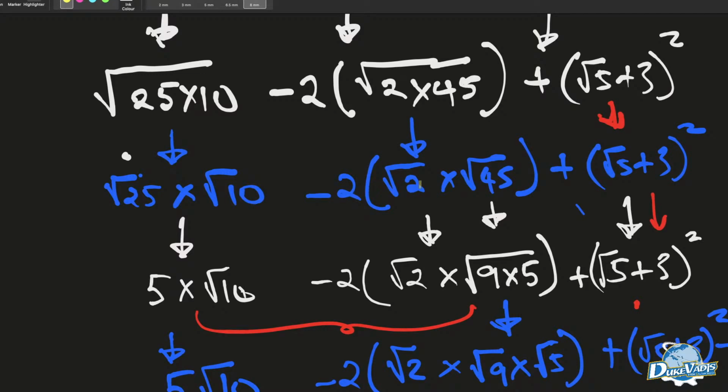We realize that 45 over here can be broken down. So if we break the 45 here, it will be 9 times 5. And the 2 is still here, and we still have the bracket around it. We still didn't touch the other side.